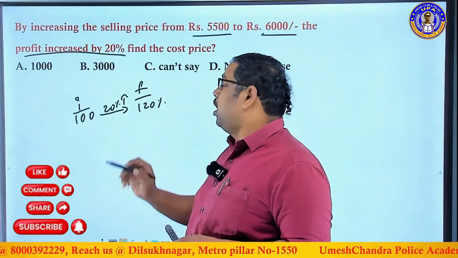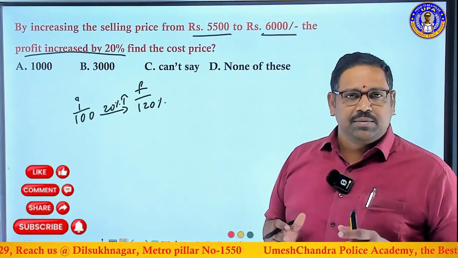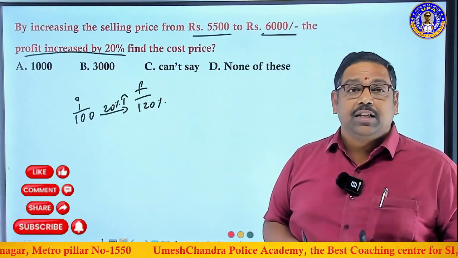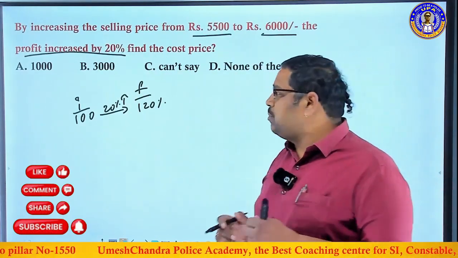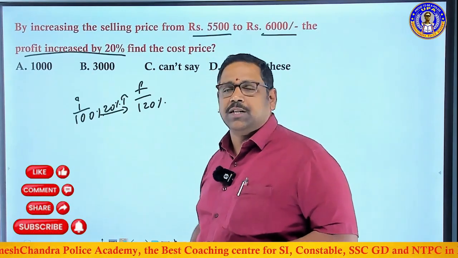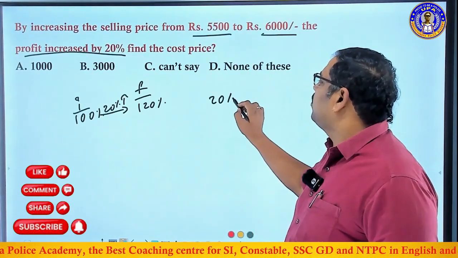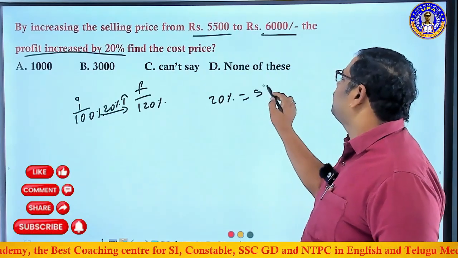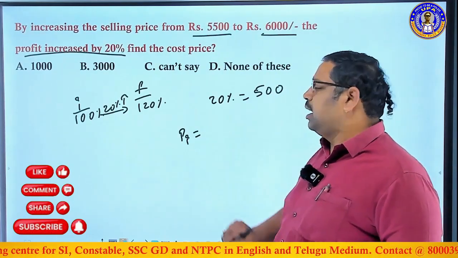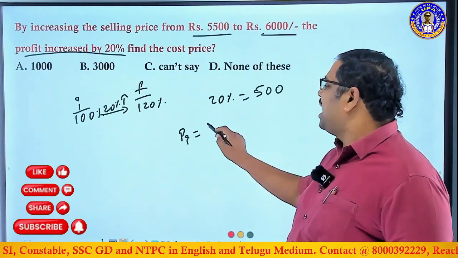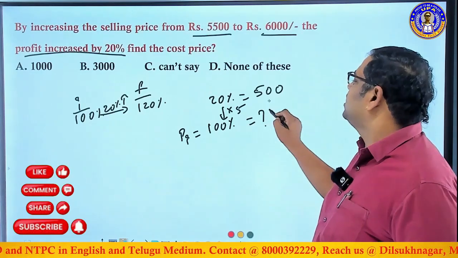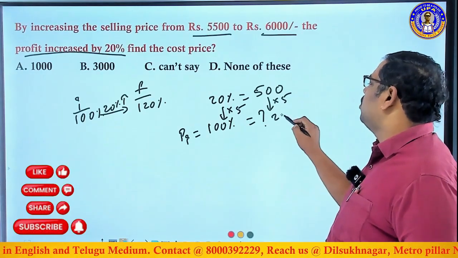Right or wrong? In a similar manner, he specified that the profit is increased by 20%. That means the initial profit is 100%. Profit is increased by 20%. That means you have calculated 20% is equal to the difference, that is equal to how much? 500. Superb. Now, if you want the initial profit, that means 100%, simply it is 5 times, right? If it is 5 times, this is also 5 times. 500 into 5 means 2,500.